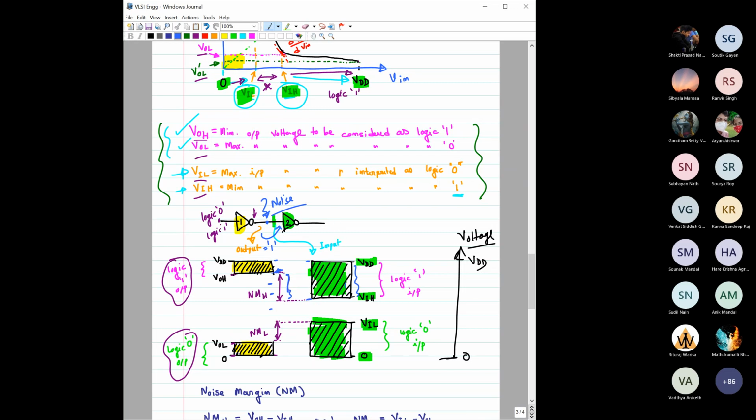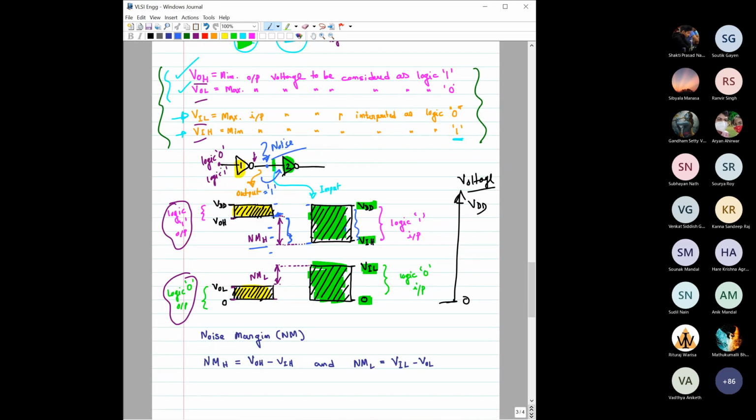So this particular level, or this difference between these voltage levels, is called the noise margin high level. It is represented as NMH, noise margin H for high, because it is for logic 1. So noise margin high is this difference.